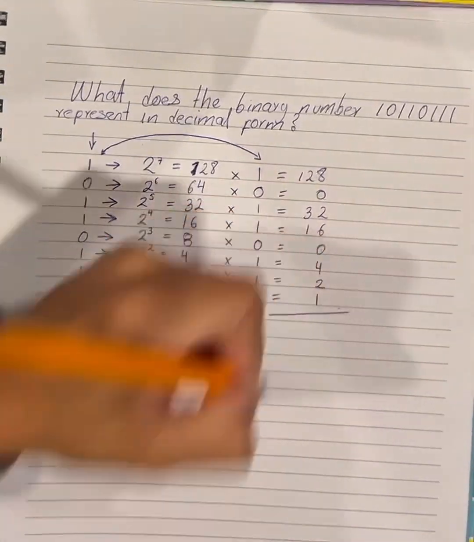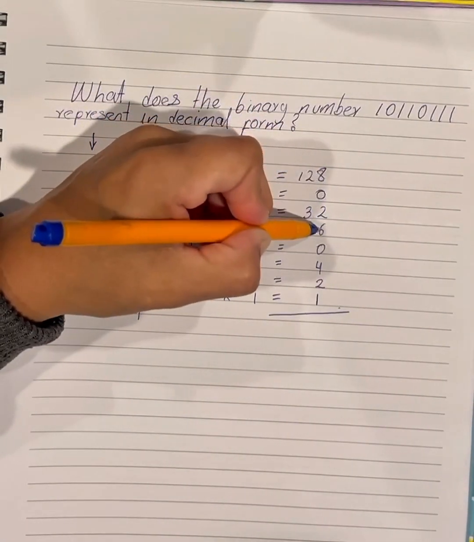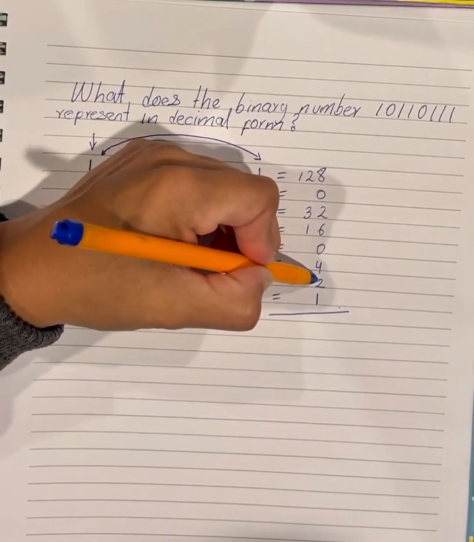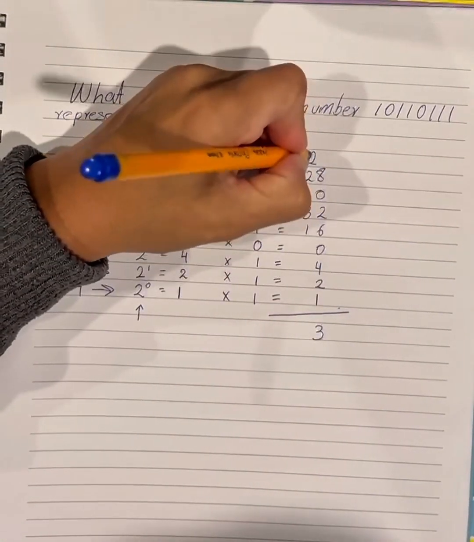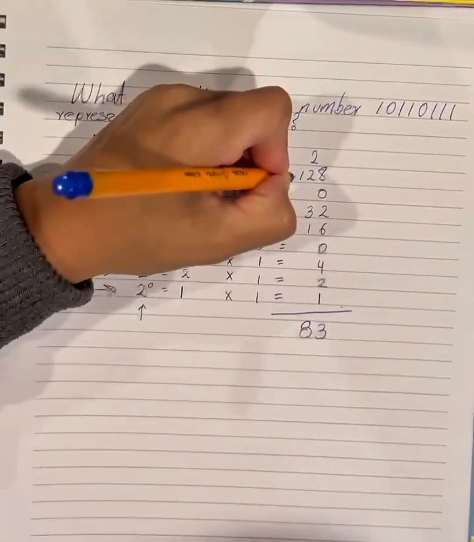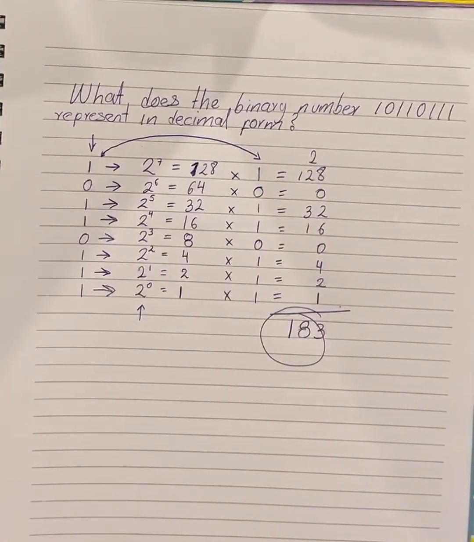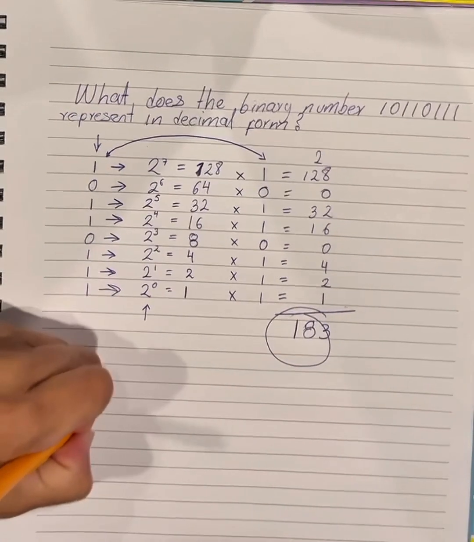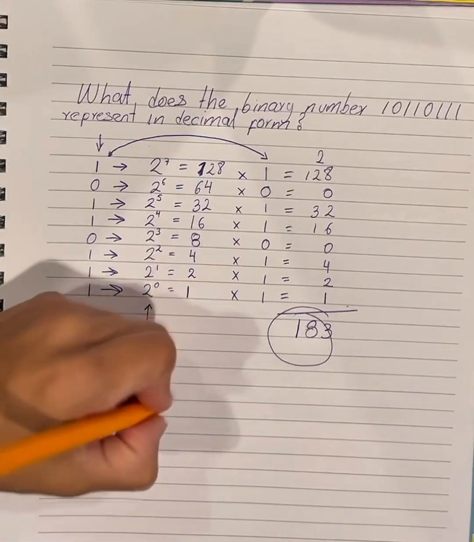And now what you're going to see me doing is a little basic addition. 128 plus 32 plus 16 plus 4 plus 2 plus 1 is going to give us 183.